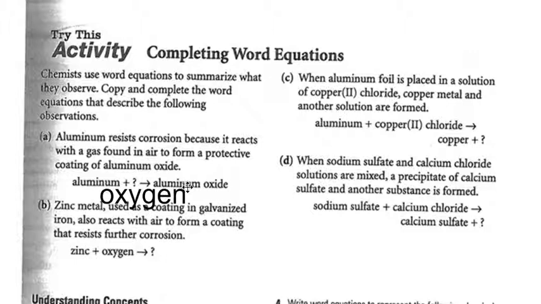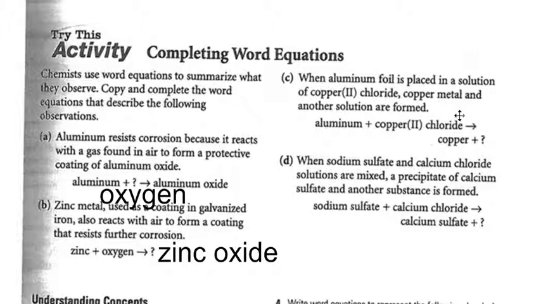And we don't even have to worry about symbols at this point, just worry about the element name. Zinc metal used as a coating in galvanized iron also reacts with air to form a coating that resists further corrosion. So zinc plus oxygen, it's very similar to what we have back here, zinc oxide. So zinc combining with oxygen to give you zinc oxide. When aluminum foil is placed in a solution of copper 2 chloride, this is another interesting demo too that I may look at in the classroom.